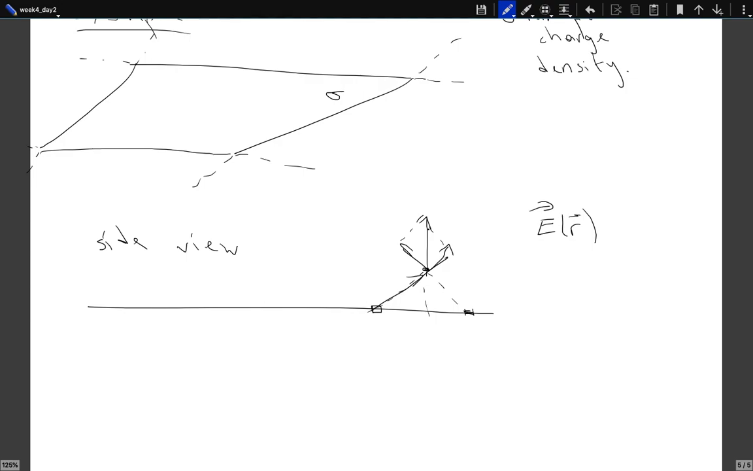Since it is infinitely long, whatever patch you imagine, there's a symmetrical patch on the other side. So that tells you that it is vertically upward. Let's call that direction the z-axis. Let me call this one x, this one y.